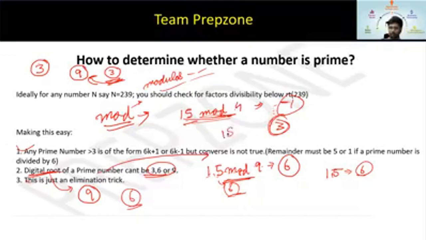Because see, what about 15? 15 is 3 into 5. I just took this number 15, right? So this is divisible by 3, but is it divisible by 9? This is not divisible by 9. So we are not eliminating the divisibility of 3. Yeah, that we will learn in divisibility. Let's leave it to divisibility. Now this is just an elimination trick.